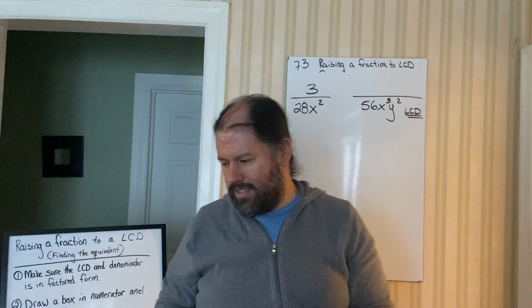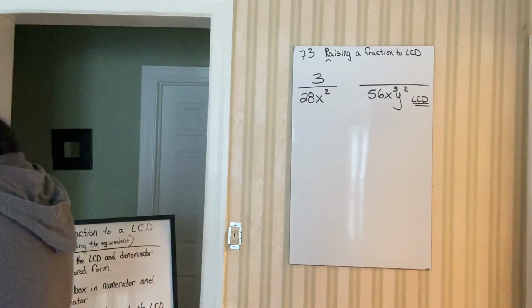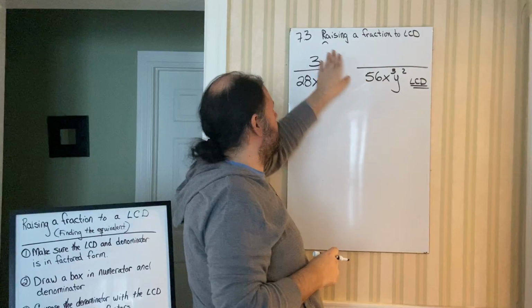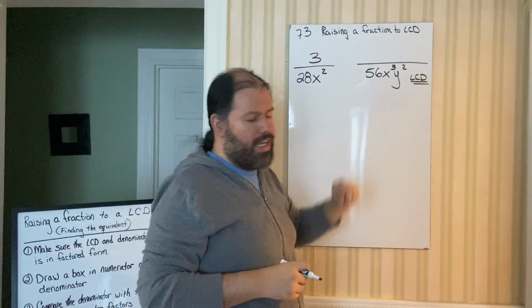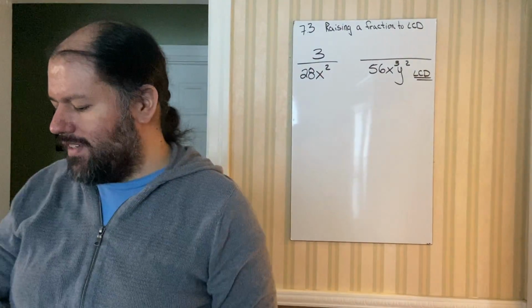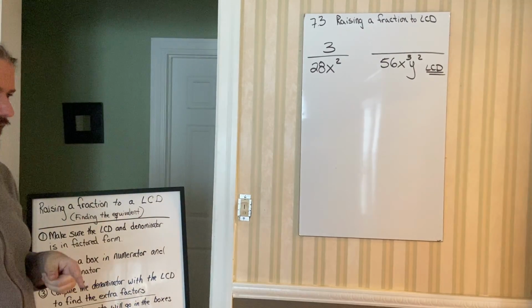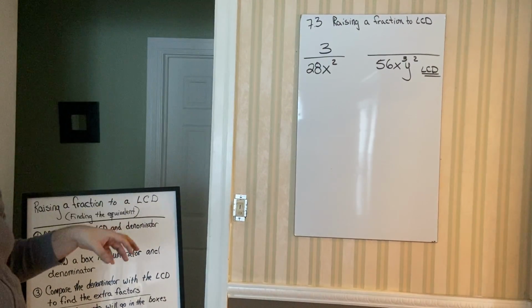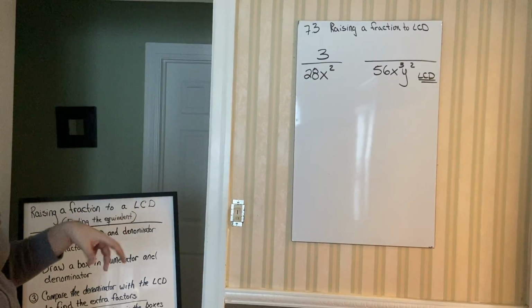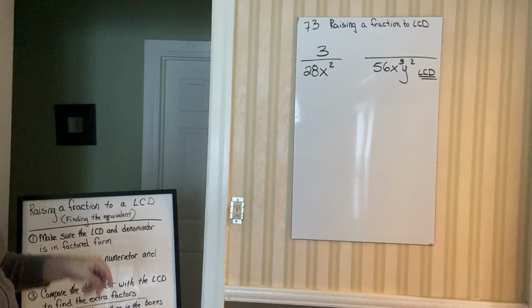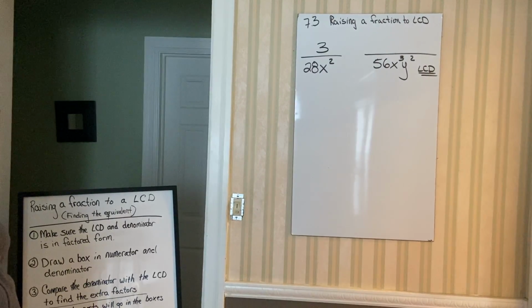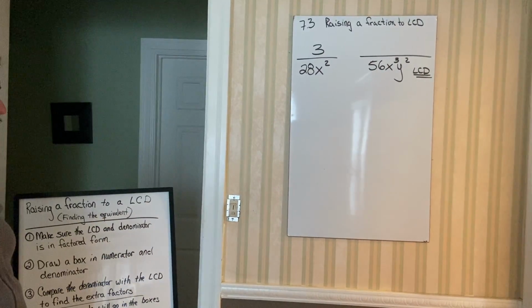So let's say we found our LCD to be that. How do we raise this to become the equivalent? Well, again, the first step: if it's not already in factored form, put it in factored form. When you do this method, make sure that if you have a factored form and the original form, use the factored form. So 28x squared, I don't have a factored form, so let's put it in factored form.